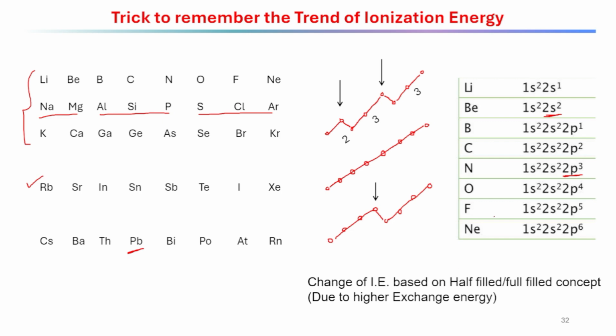As I have already mentioned, you can see this half-filled and full-filled concept in case of boron, which is 2p1. A p orbital can take at most 6 electrons, and now we have only one. In case of carbon we have 2 electrons, and in case of nitrogen we have 3 electrons. So 3 is actually half-filled, since at most we can have 6 electrons. That half-filled configuration has higher exchange energy, so that's why it is more stable. This half-filled and full-filled concept we will learn in the later slides.